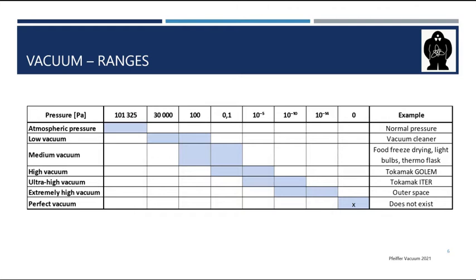Extremely high vacuum can be found in outer space. Finally, the last row denotes a perfect vacuum with zero pressure. This is a hypothetical concept because at least some particles which create the pressure are always present in the real world.